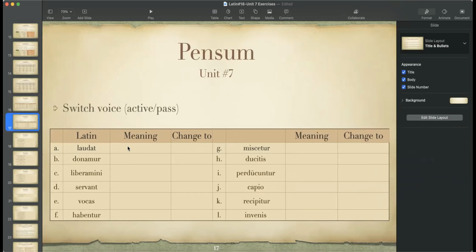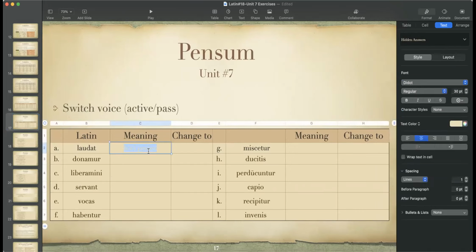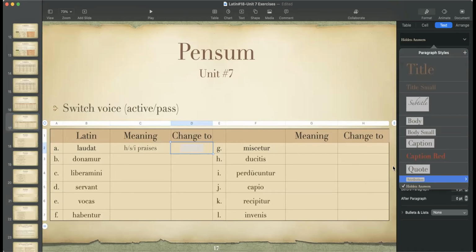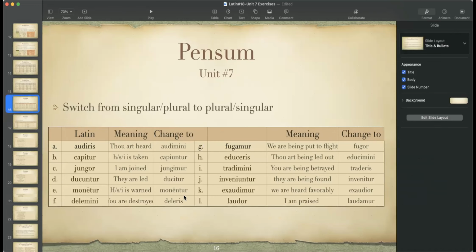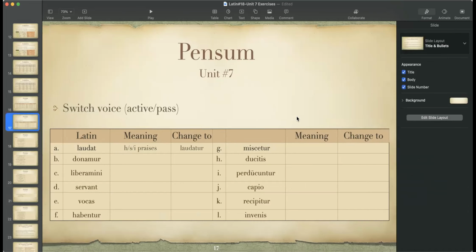So laudat. He, she, it praises. And be very careful how you say that. Do not run that together. I have an I there. There we go. I should put an it in there. Well, no, that probably doesn't look any better. Yeah, no, we'll do that. He, she, it praises, and then laudatur, yes. That was somewhat tricky because the last one was laudor. I was getting confused here. Okay.